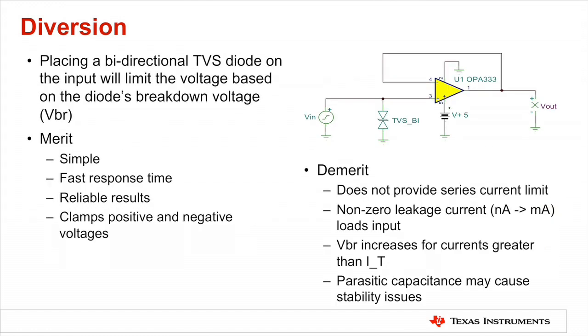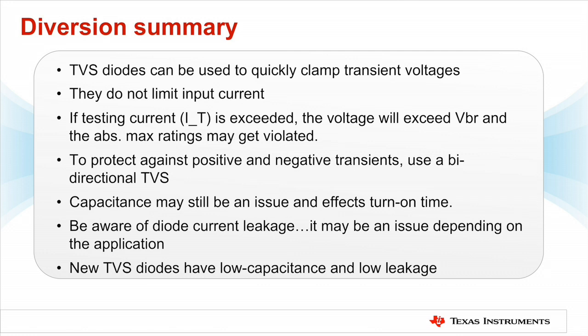Conveniently, manufacturers also create bidirectional TVS diodes, as shown in the schematic on this slide. The bidirectional TVS diode will limit the voltage based on the diode's breakdown voltage, just like the unidirectional TVS diode, but it will suppress both positive and negative signals. A downside to this strategy is that the breakdown voltage for a diode increases as the current flowing through the diode increases, and this scheme alone has no way of limiting current. Bidirectional TVS diodes can be helpful, but most have symmetrical breakdown voltages, so systems with non-symmetrical supply rails will have to use two unidirectional TVS diodes.